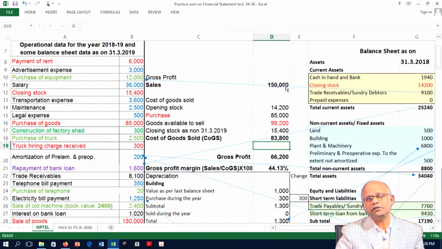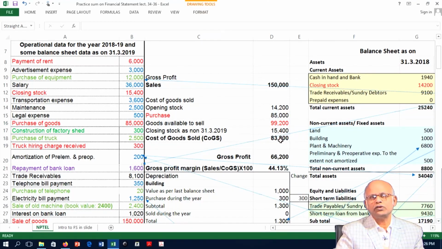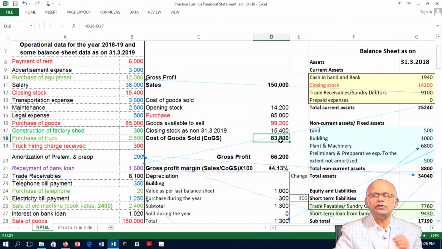That is 1,50,000. So, you sold 1,50,000 rupees, that is your sales, and the cost you incurred to make this sales was 83,800. So, what is your gross profit? Gross profit is the total sales that you made minus the total cost of goods that you sold. So, 1,50,000 minus 83,800 is the gross profit.